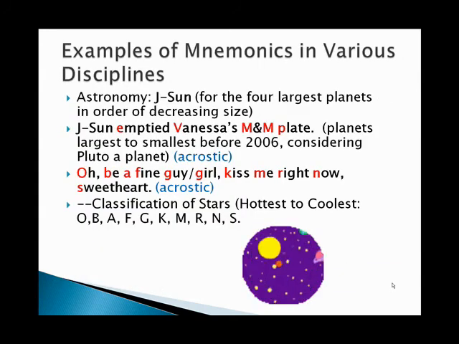Examples of mnemonics in various disciplines. In astronomy, J-Sun, the 4 largest planets in order of decreasing size. J-Sun empty, Vanessa's M&M plate, representing the planets largest to smallest before 2006, considering Pluto a planet, use of an acrostic. Oh, be a fine girl, kiss me right now, sweetheart, another acrostic, representing the classification of stars, hottest to coolest: O, B, A, F, G, K, M, R, and S.